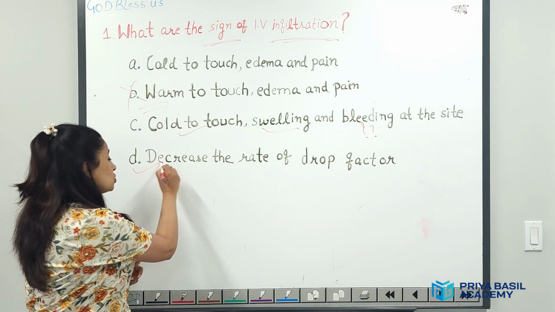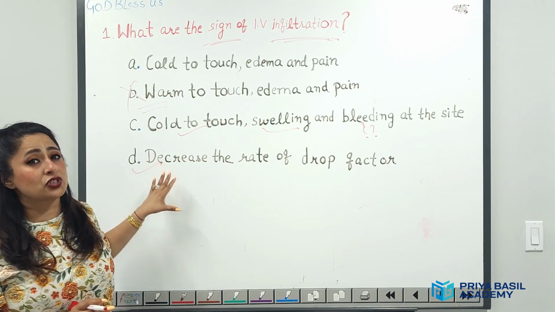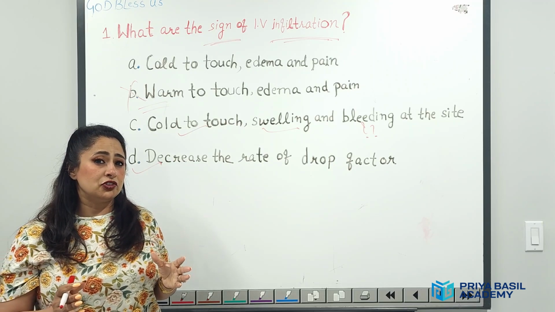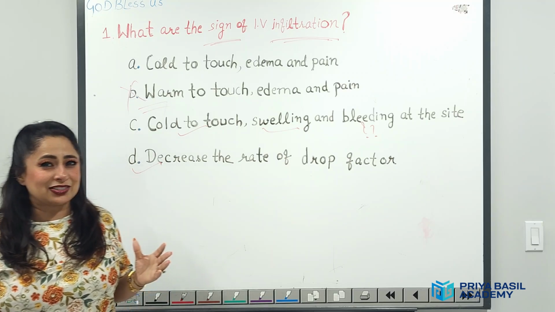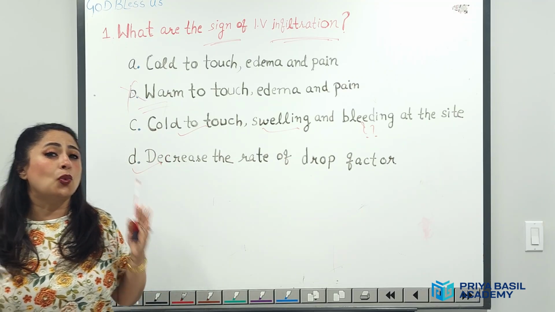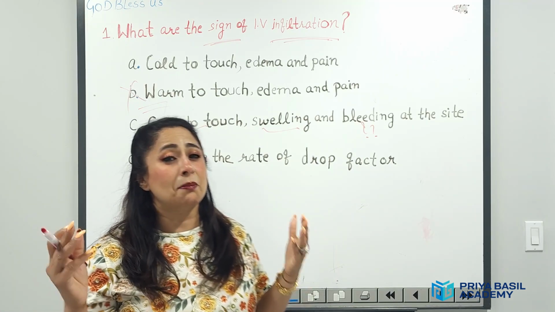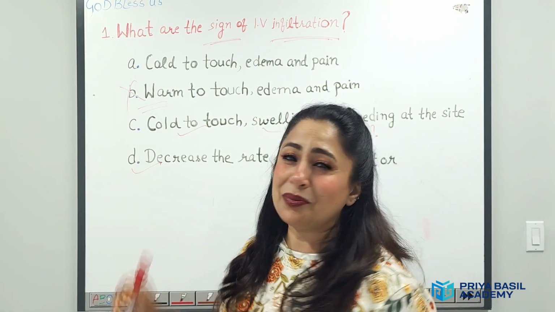Fourth option, decrease the rate of drop factor. This can also be an answer. If it's a select-all-that-apply, we can pick that as an option as well, because when somebody has infiltration, it's going to affect the drop factor as well. It can decrease. But this is not the best answer because this is a multiple choice question and we have to pick only one answer. So here, the best answer for this question will be option A, cold to touch, edema and pain.